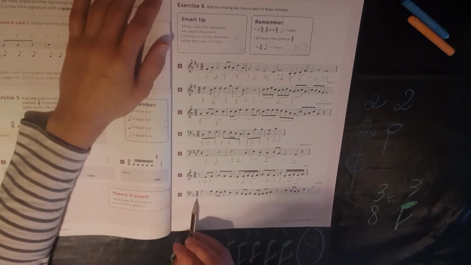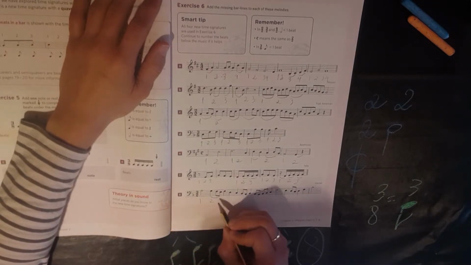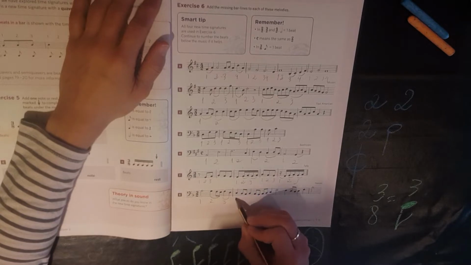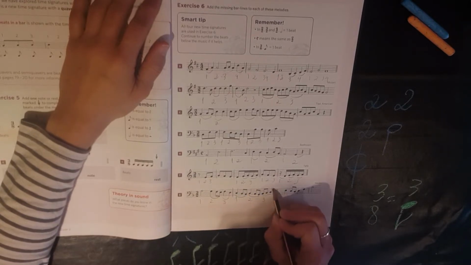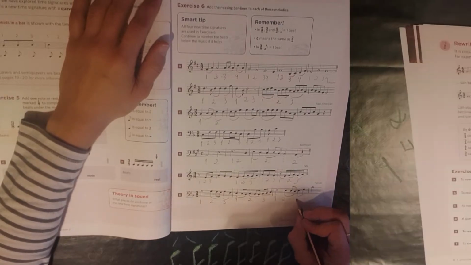G. 3 minims in a bar. 1, 2, 3, bar line. 1, 2, 3, bar line. 1, 2, 3, bar line is already here.